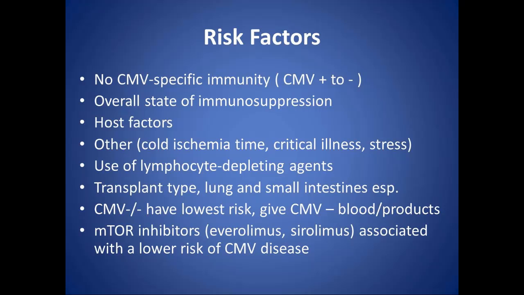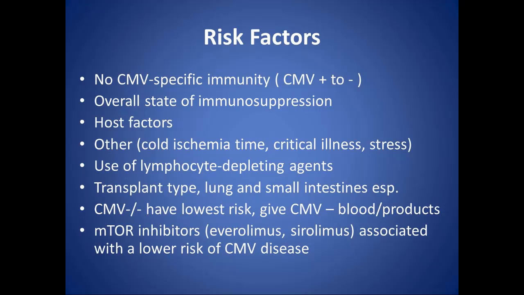The patient's overall state of immunosuppression matters, so depending on what immunosuppressive regimen they're on, you can see on the bottom it says drugs like sirolimus, which is Rapamune, is actually associated with a lower risk of CMV compared to other immunosuppressive agents. Host factors like people of advanced age may have a little more immunosuppression because of age. If somebody has a problem with chronic leukopenia or neutropenia, they may be at higher risk of getting CMV because their overall immunosuppression is a little bit greater just because of host factors.